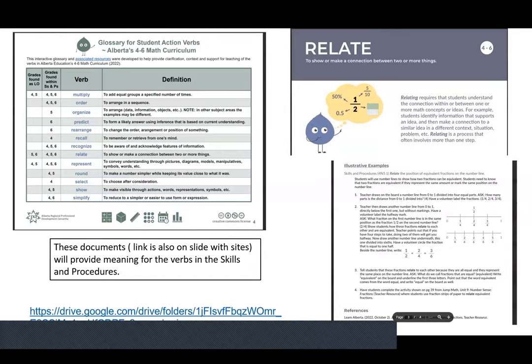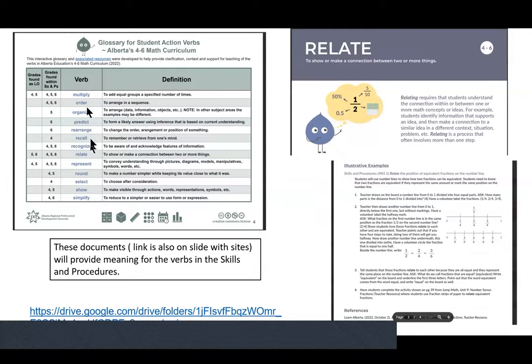The other document that's going to be very, very helpful for you, and I mentioned that I gave you the new link to it, is the glossary for the student action verbs. And it's almost complete. When you click on this link, you're going to come to a variety of documents. There are two types of documents that you'll see. You'll get the glossary, which is many pages, all to do with the verbs from the skills and procedures.